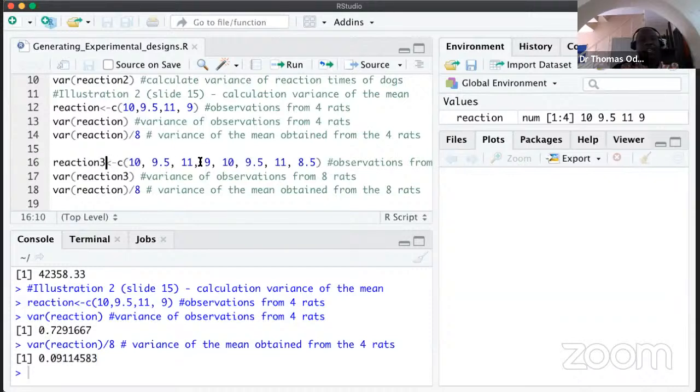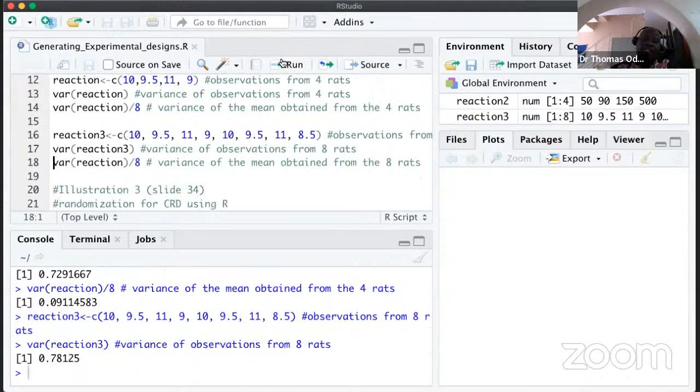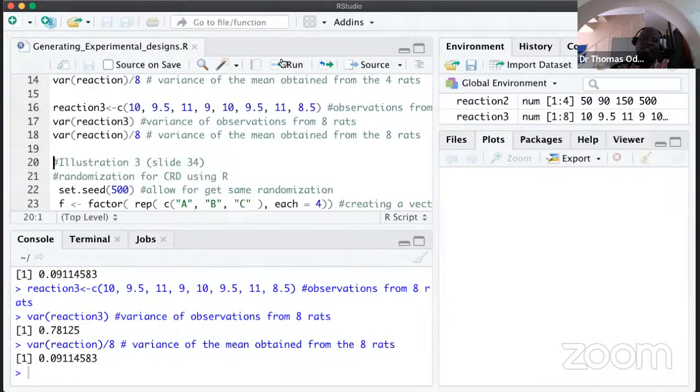And then we can create another object, reaction3. We run reaction3. We can get its variance. We can get the variance of the mean. I showed you yesterday why the variance of the mean should be less than the variance of a single observation. These were the first few lines that you saw in my presentation. This is a simple line that you already did with Ellen. I just wanted to bring it out, and then we look at it again today.